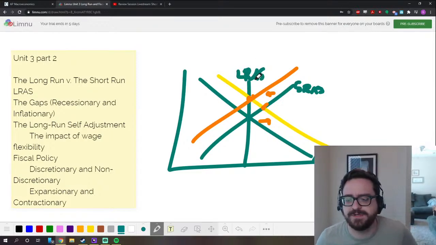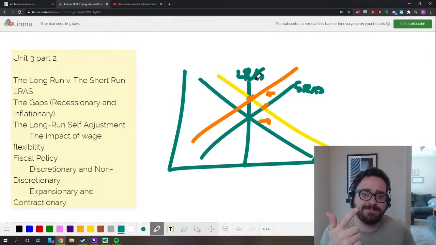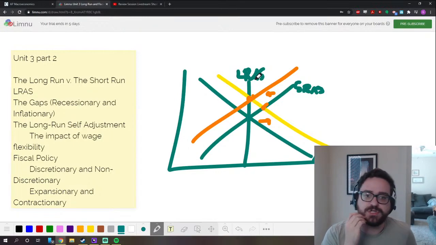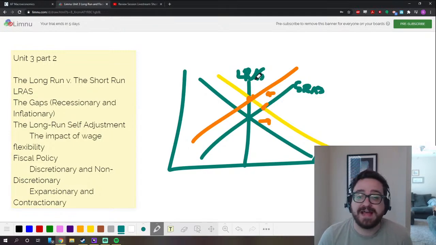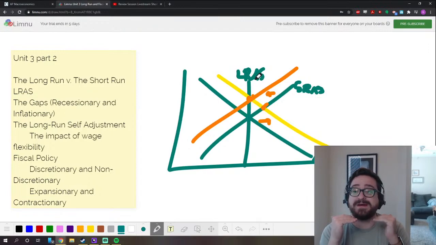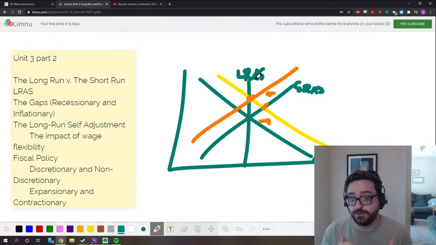So the long-run self-adjustment is: initial change, got to get back to equilibrium based around the fact that supply is going to change, SRAS is, because wages can change. Last thing I'll mention here is that I did move SRAS in the long run. The question would have stated what happens in the long run, and my answer would have been SRAS moves to get back to equilibrium.